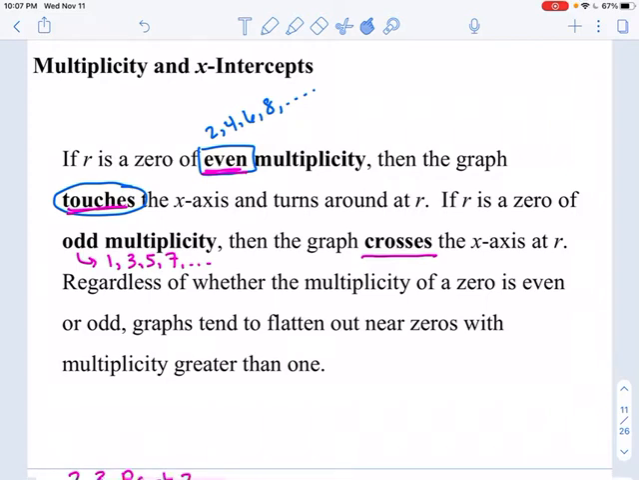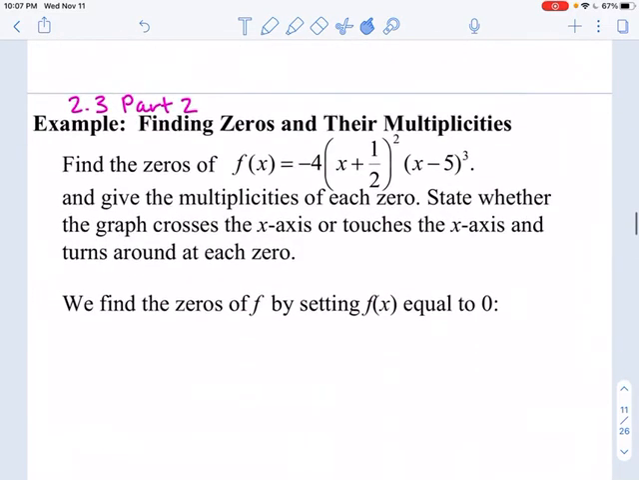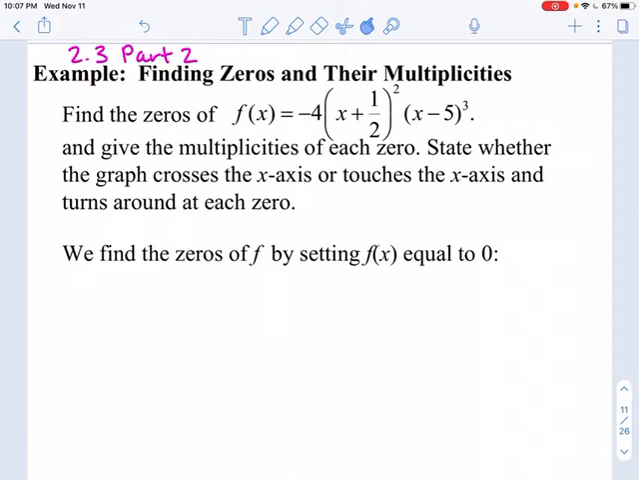It says regardless of whether the multiplicity of a zero is even or odd, the graph tends to flatten out near zeros with multiplicities greater than 1. So if we were to look at an example, it says to find the zeros and their multiplicities. So find the zeros of f of x equal to negative 4 times the quantity x plus a half squared times x minus 5 to the third, and give the multiplicities of each zero. State whether the graph crosses the x-axis or touches the x-axis and turns around at each zero.